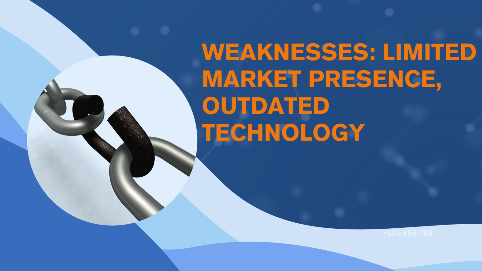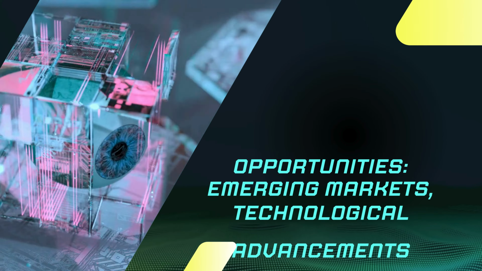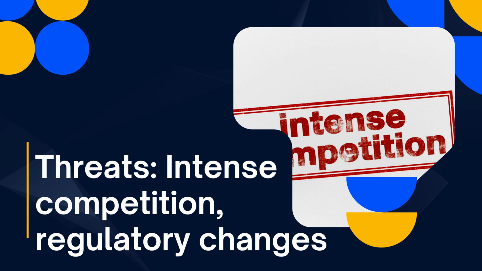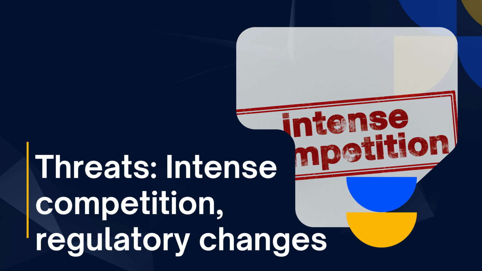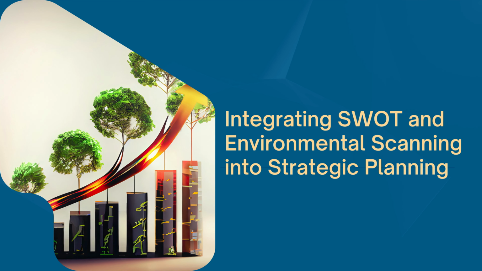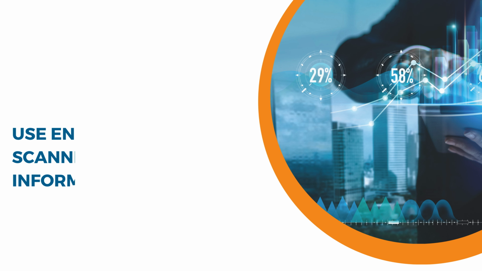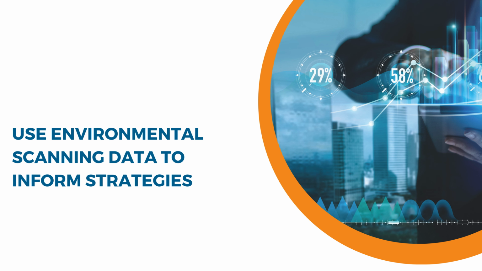Here is an example of a SWOT matrix. Strengths might include a strong brand and skilled workforce, while weaknesses could be limited market presence and outdated technology. Opportunities might be emerging markets and technological advancements, and threats could be intense competition and regulatory changes.